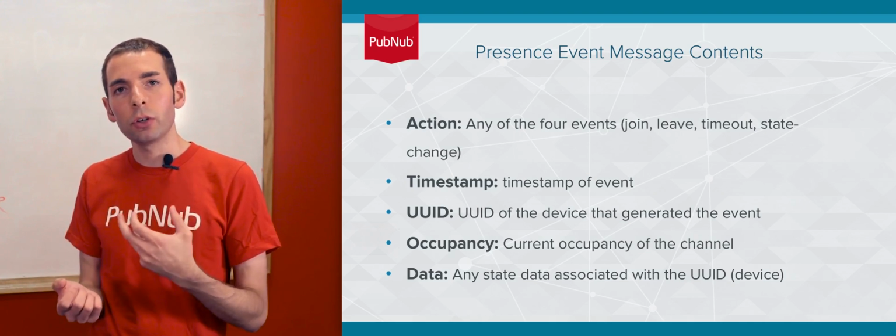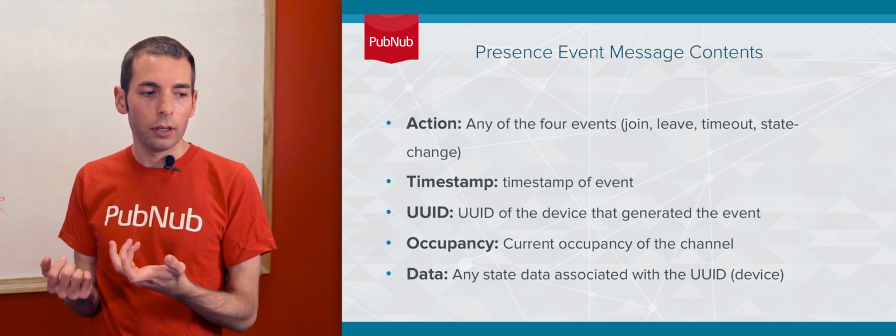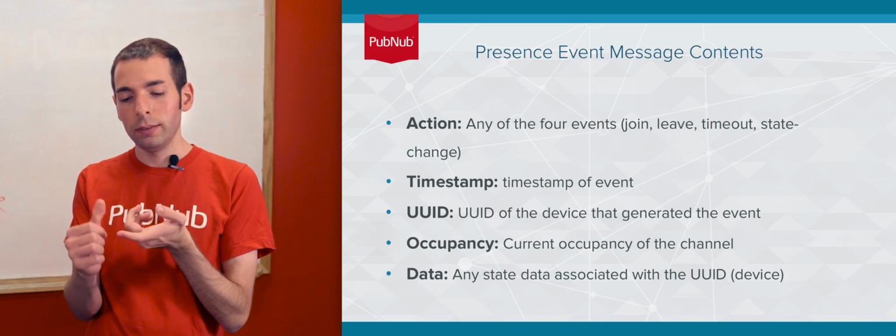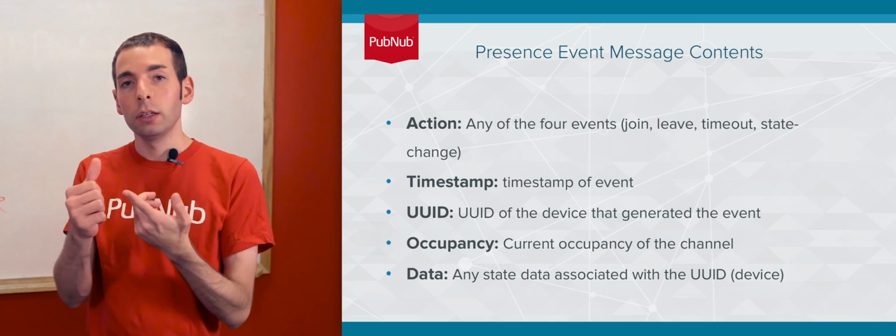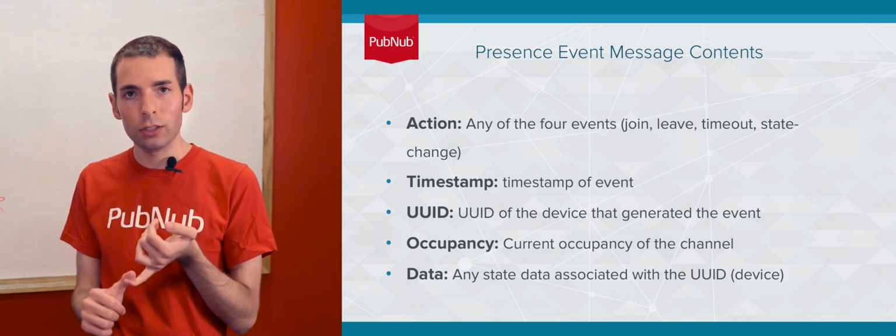The timestamp will be based on when the event was created or when it was triggered, and the action parameter will be the type of event. So it's going to be join, leave, timeout, or a very specific state change update.